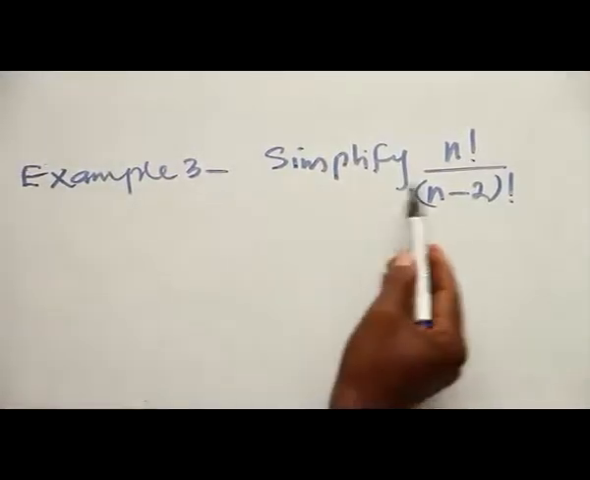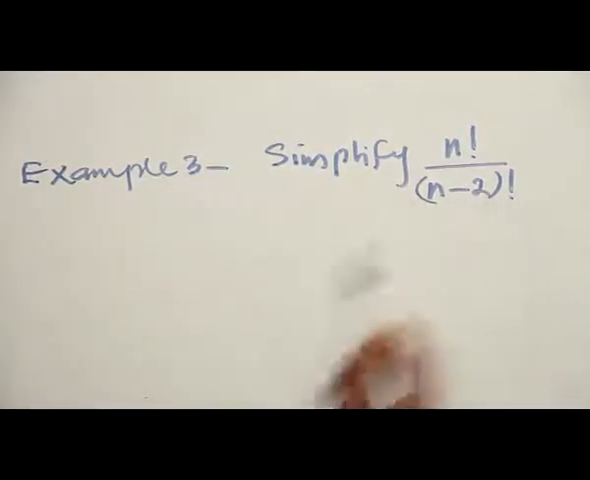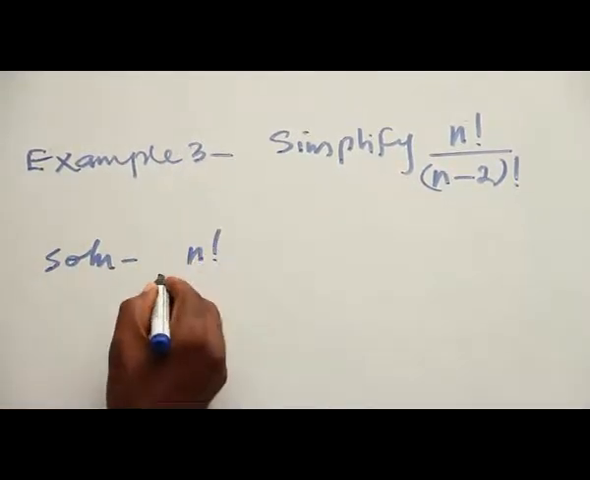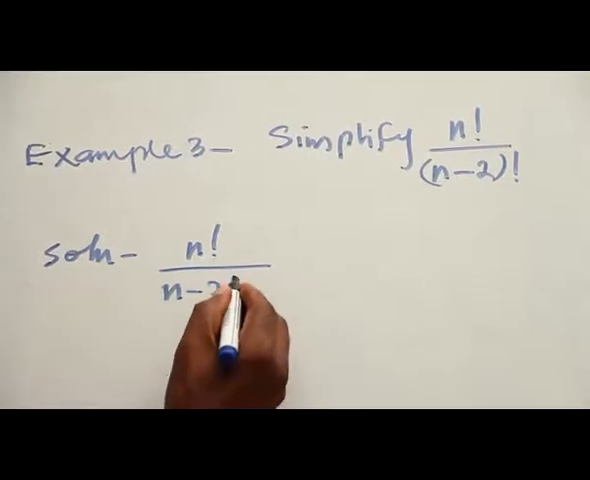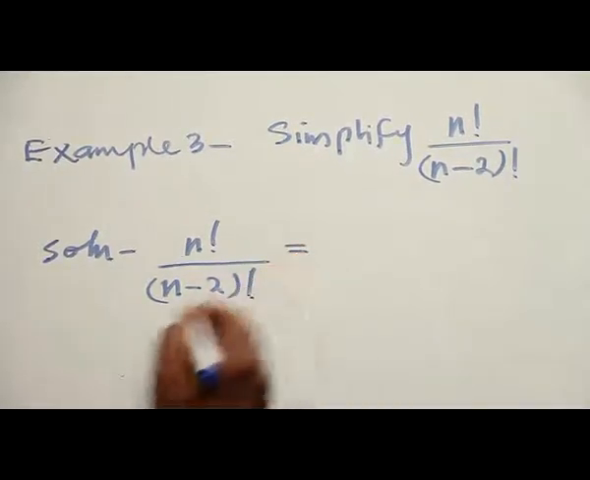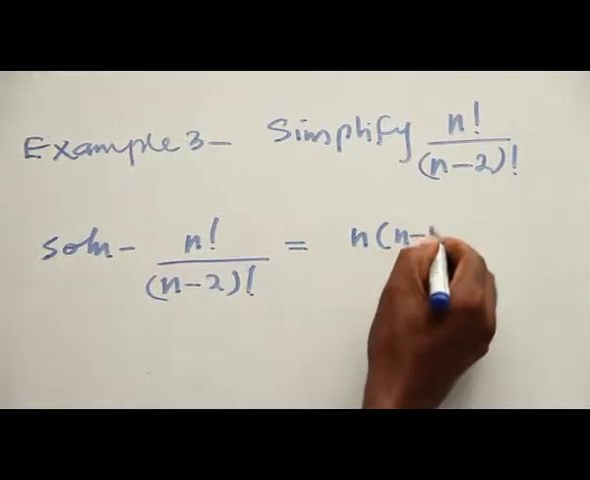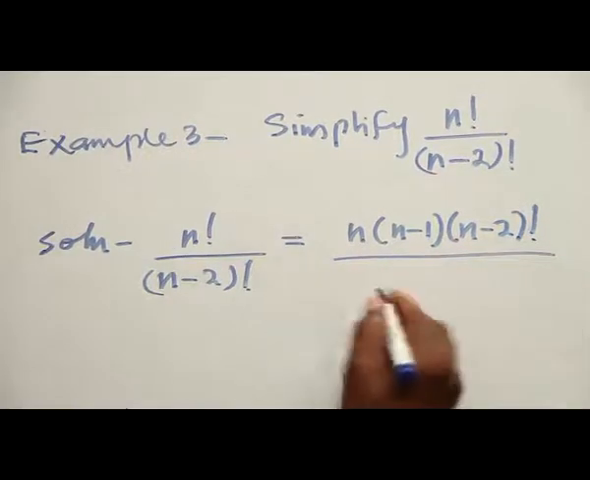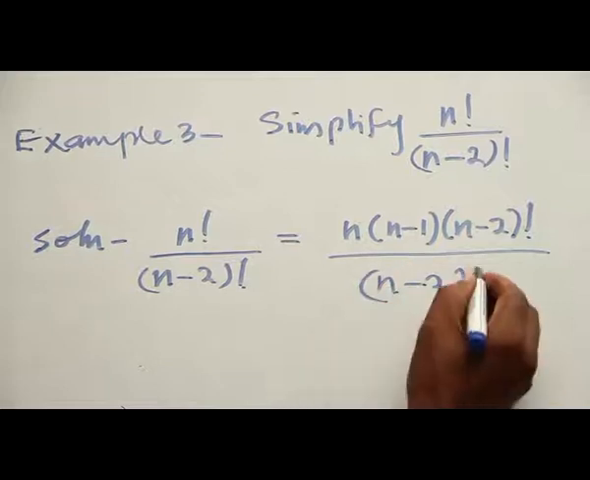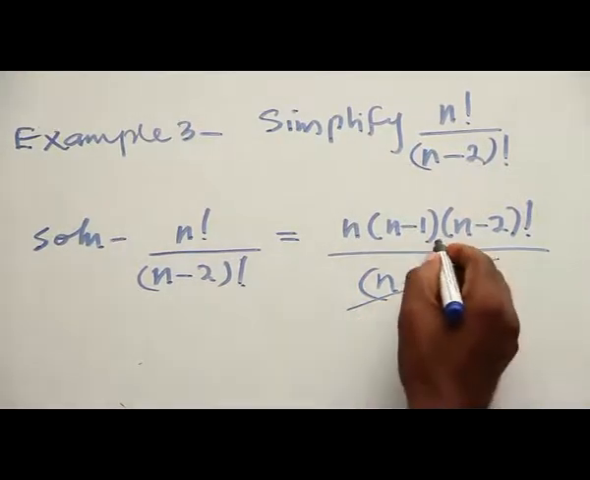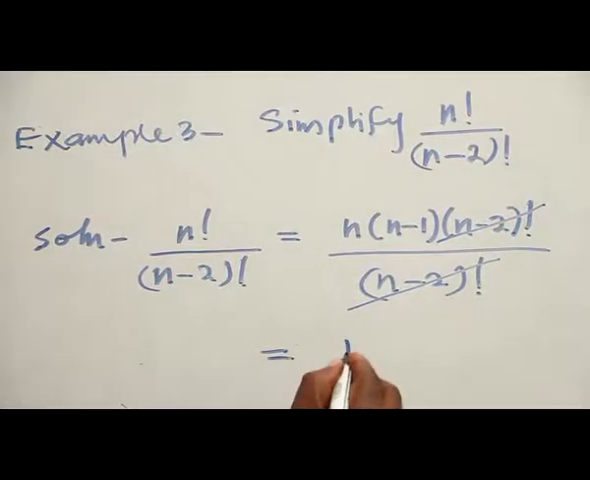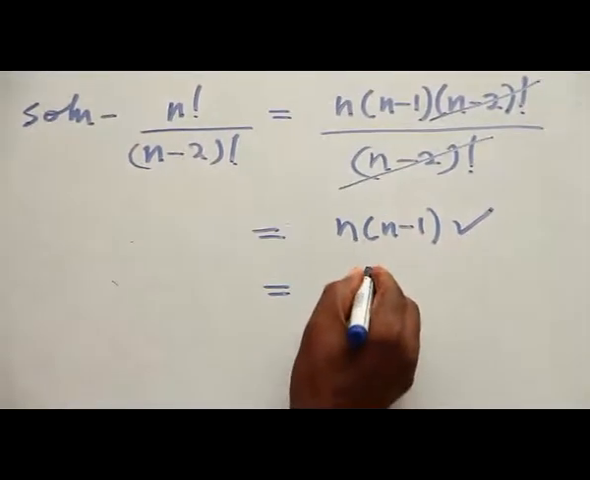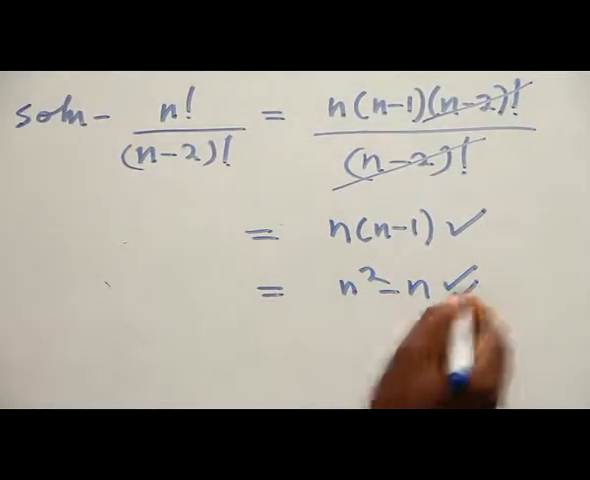Example number 3. Simplify n factorial all over n minus 2 factorial. The solution: n factorial all over n minus 2 factorial will be equal to n times n minus 1 times n minus 2 factorial, all over n minus 2 factorial. So n minus 2 factorial and n minus 2 factorial will cancel, leaving n times n minus 1. You can leave it like that, or this is n squared minus n. This is also correct. Both are correct.